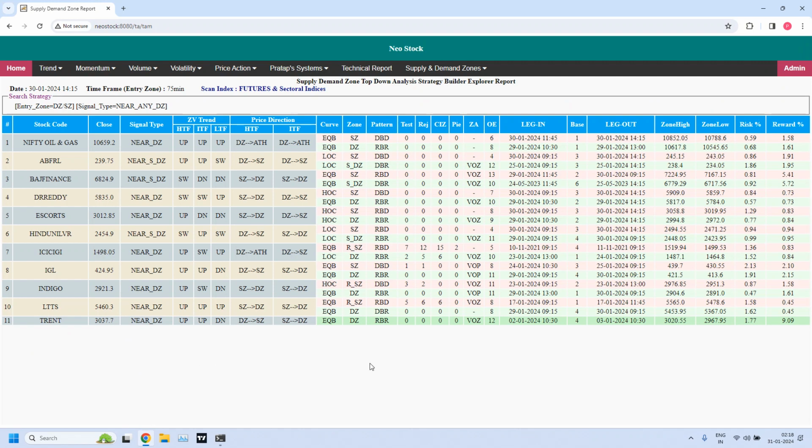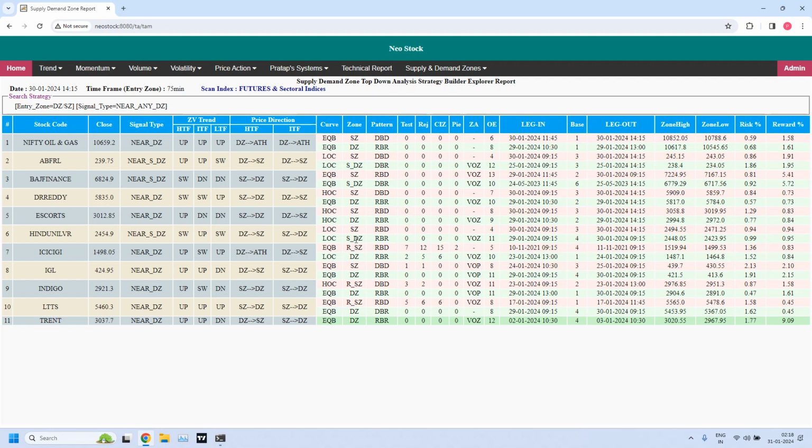Let us find any high liquidity demand zones. ABFRL is a high liquidity zone. Moreover, it is a fresh zone. And Bajaj Finance is also a high liquidity demand zone. This is also a fresh zone. Again, we have Hindustan Unilever. This is also a fresh zone.